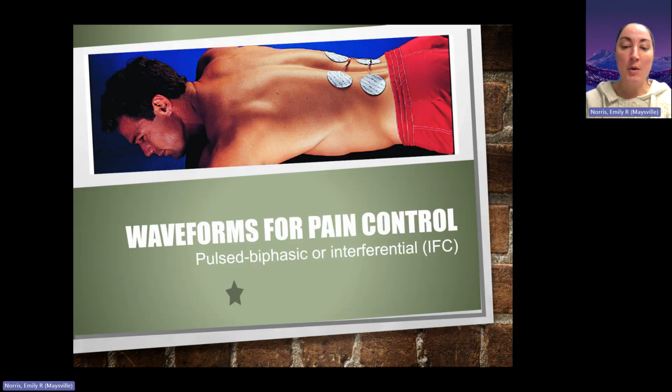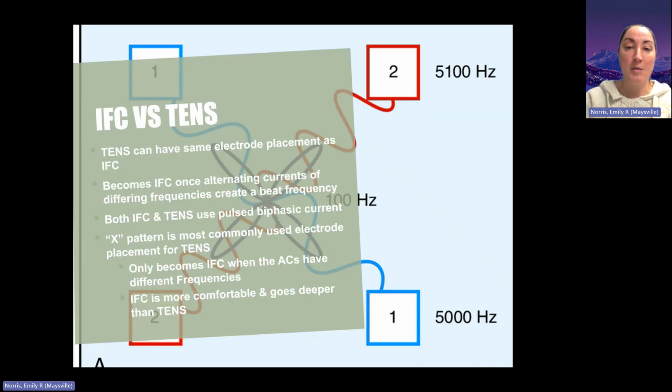All right, so pulsed biphasic and interferential current are the waveforms that we use for pain control. One thing I want to clarify about IFC versus TENS. I previously mentioned that the book said that IFC was alternating current and TENS was pulsed biphasic current. Both of them are actually pulsed biphasic current, so I'm sorry for any confusion that caused.